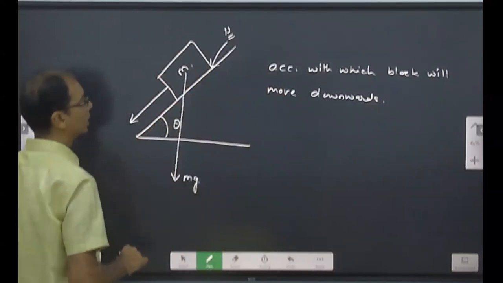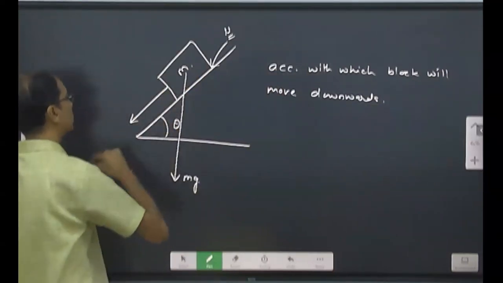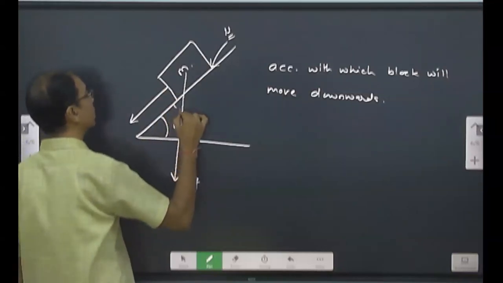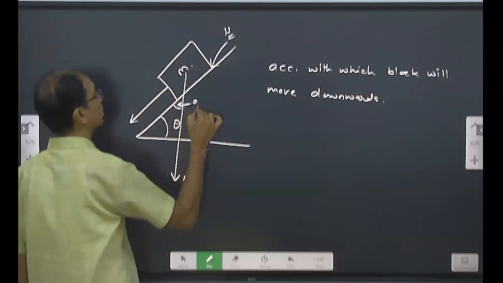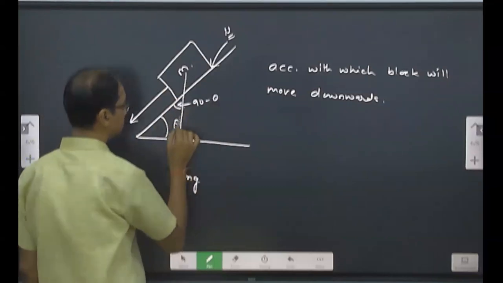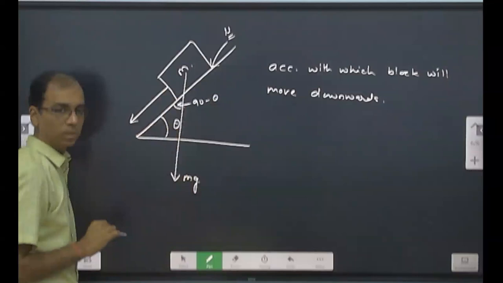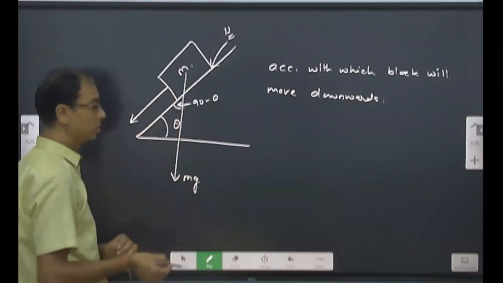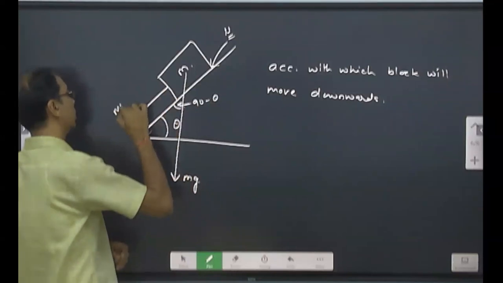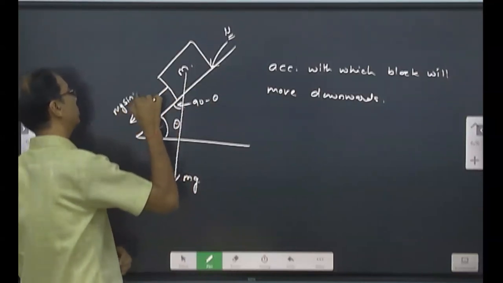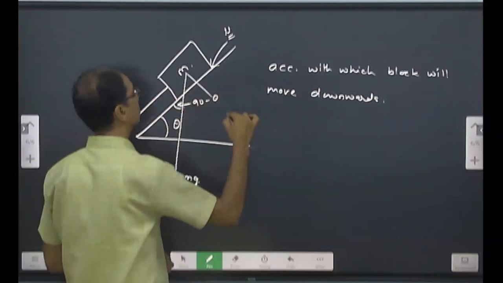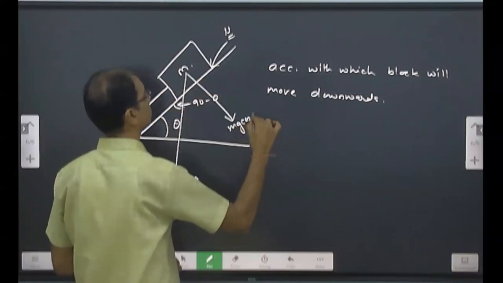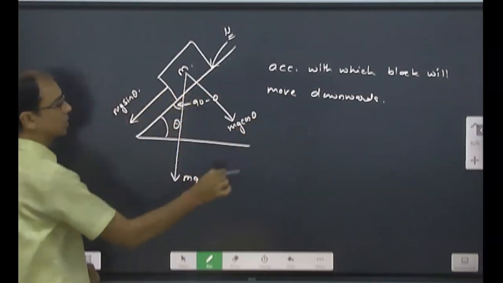If mg is acting like this, then what will be this? This is mg sine theta, because this angle here is 90 minus theta. Adjacent to the angle is cos component. So mg cos 90 minus theta, which is mg sine theta. So this is mg sine theta. In this direction, mg cos theta. Here is mg sine theta, here is mg cos theta.